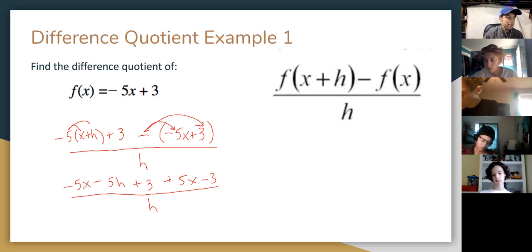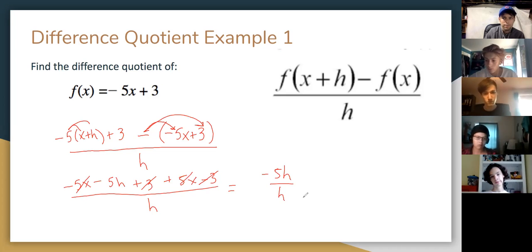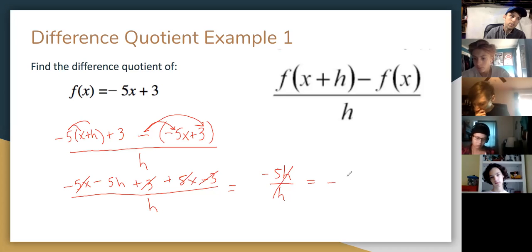So on the top, you can probably see there are some things that are going to cancel out or at least simplify a little bit. So I have negative 5x and positive 5x. Together, those make 0, so those can just go away. I've got positive 3 and negative 3. So those can also make 0 and just go away. And so the only thing I have remaining on the top is negative 5h over h. And then, just like we hoped, the h's cancel out, and the derivative of this function is actually just negative 5.